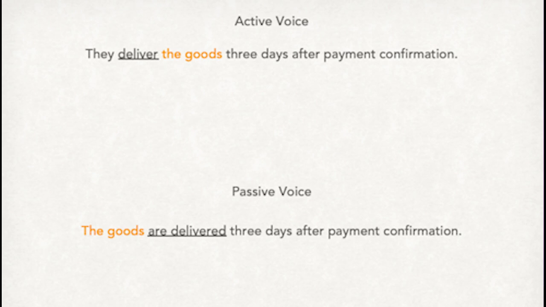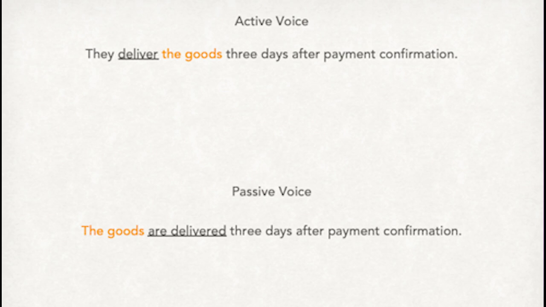So let's move on. The active voice would be: they delivered the goods 3 days after payment confirmation. So it's active voice, a sentence that you normally use and learn in the beginning of your English courses. So you have a subject, a verb, a complement, and the subject is the owner of the verb. Whereas in the passive voice, you use the object in the beginning. So it becomes: the goods are delivered 3 days after payment confirmation.